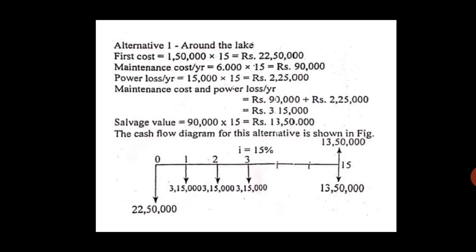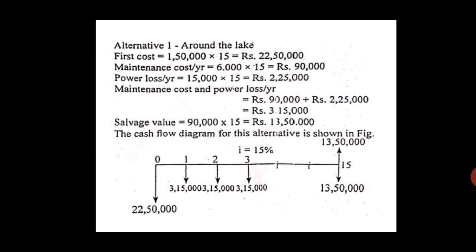So alternative 1, around the lake. First cost is 1,50,000 rupees into 15 kilometers. That is 22,50,000 rupees. That is the initial cost. Then maintenance cost is 6,000 rupees per kilometer for 15 kilometers. That is 90,000 rupees per year. And the losses are also 15,000 rupees per kilometer into 15 kilometers, because around the lake it is long, 15 kilometers. So 15,000 rupees per kilometer into 15 gives 2,25,000 rupees as power loss per year.